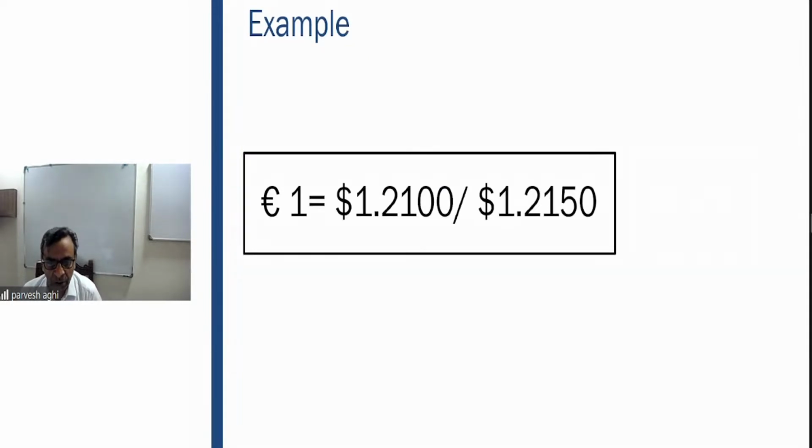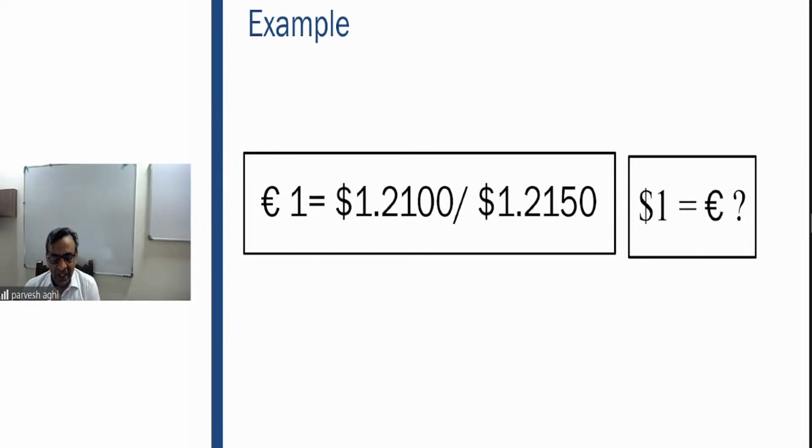Suppose €1 is equal to so many dollars. Now this is a direct quote of which country? America. For buying what? €1. So an American wants to buy €1, so he has to pay $1.2100 or 1.2150. This is a bid and ask rate. Now we want to convert this into an indirect quote. That means what is the price of $1 in terms of euros? Okay, so please do that.